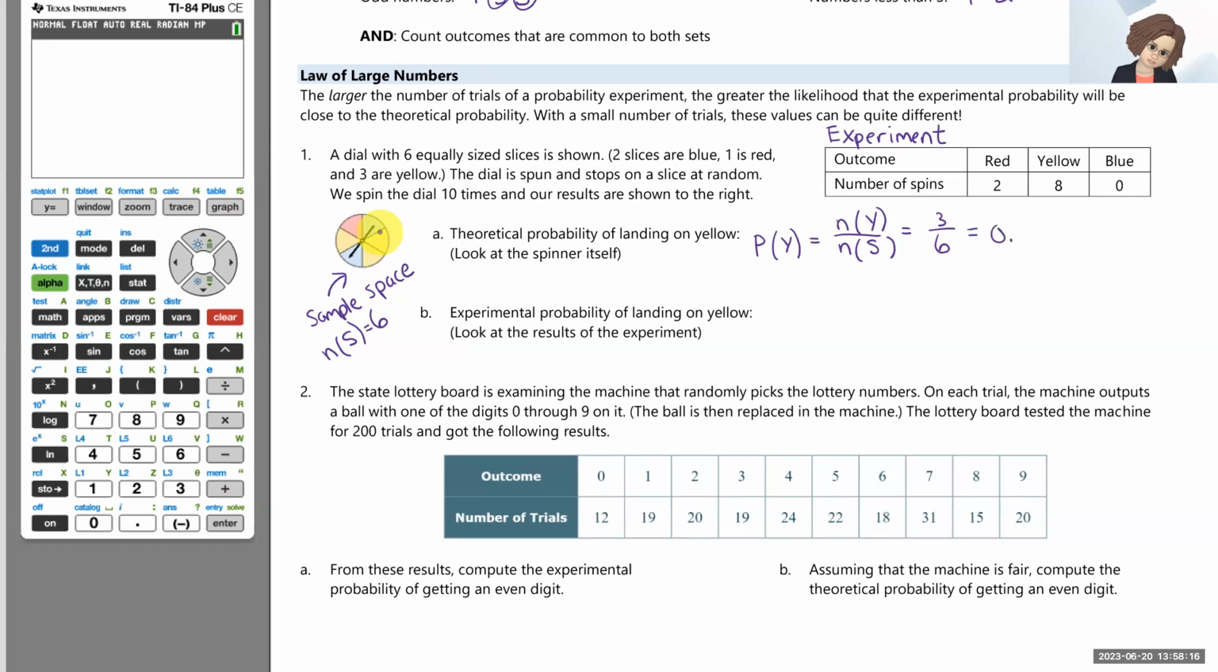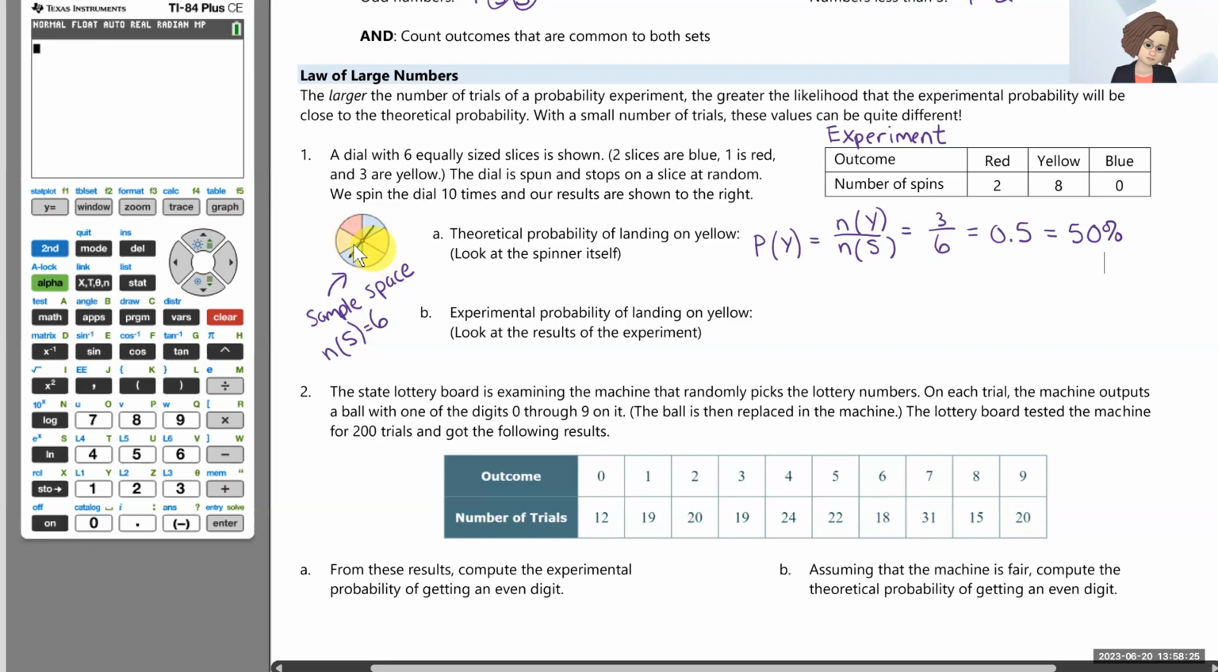So in theory, that will be 0.5 or 50%. So half of that spinner, 50% of it, is comprised of yellow slices. That's what we expect in theory to happen, but that won't necessarily match what happens in the experiment. What the law of large numbers says is the more times you conduct your experiment, the more likely it is that you're going to see that theoretical probability appear.